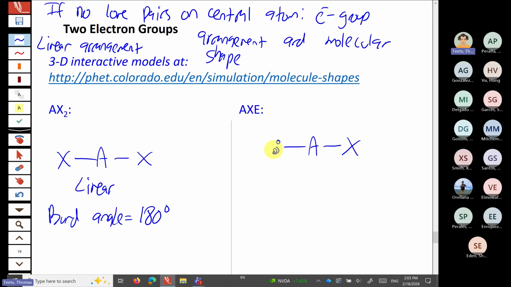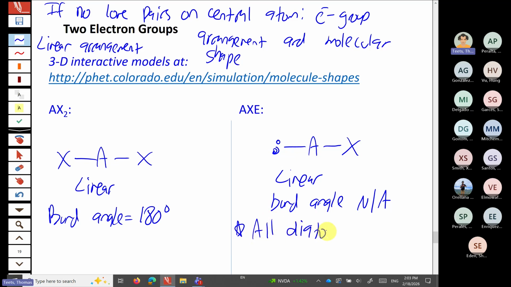So whenever there's 2 electron groups, you have a linear arrangement. In AXE, one of those 2 is a lone pair, but the geometry is still linear because there's only 2 atoms. That's all it can be. And there's no bond angle here because you need 3 atoms to define a bond angle. So not applicable for bond angle. And again, this is trivial. So if you see this, all diatomic molecules, which are molecules that only have 2 atoms in the formula, whether it's 2 the same or 2 different, all diatomic molecules have a linear geometry.